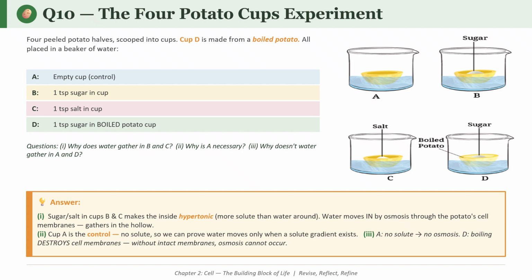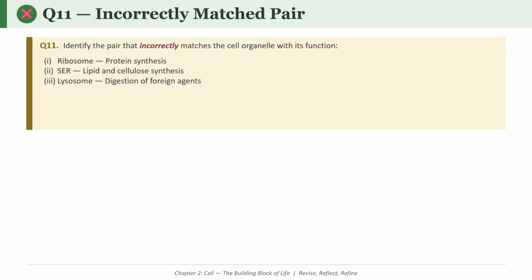When you take the third question, why does water not gather in A and D? A, no solute, so no osmosis. D, boiling destroys the cell membrane. So without intact membranes, osmosis cannot occur.